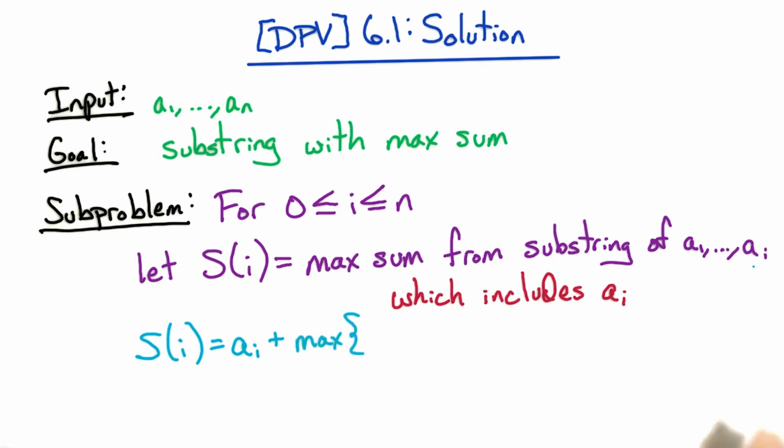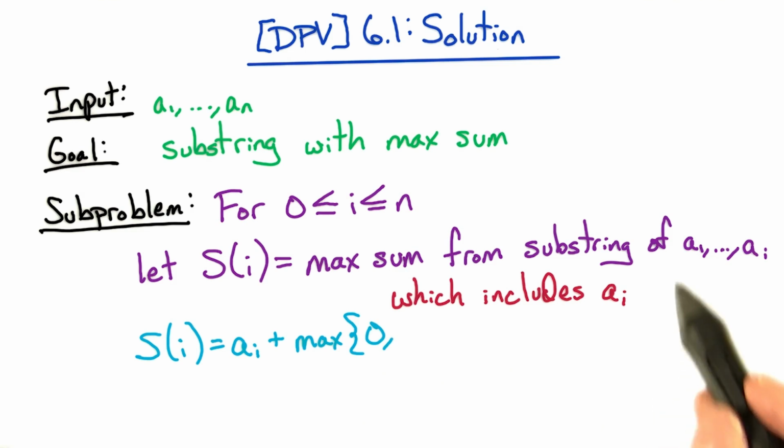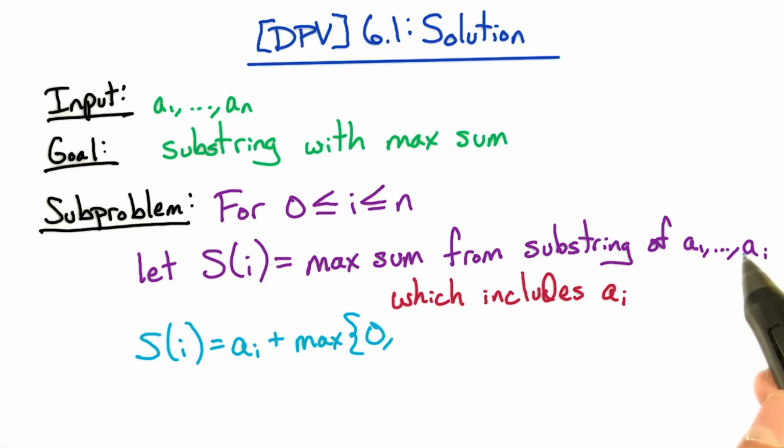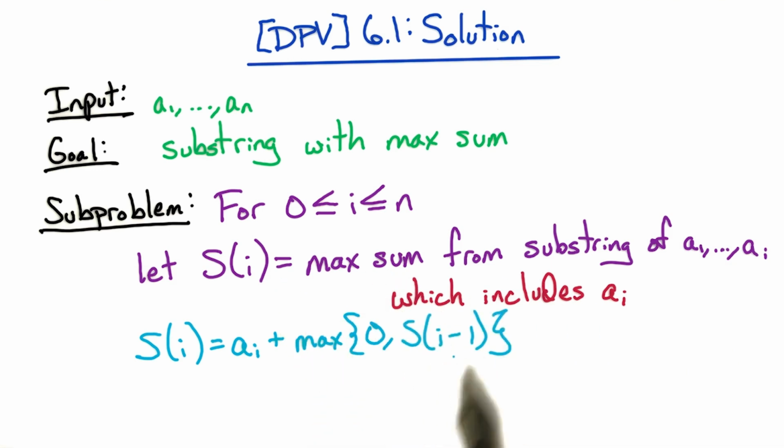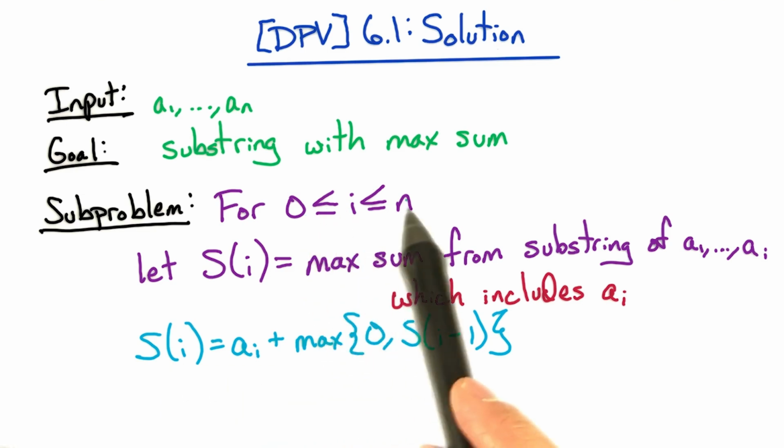So if we have AI by itself, then we get 0 for the rest, for A1 through AI minus 1. Or if we take the optimal substring for A1 through AI minus 1, what's the sum from that? Well, it's S of I minus 1. And we're going to take the best of these two scenarios. Now, clearly, if this is negative, then we're going to just use AI by itself. And if this is positive, then we're going to take this solution and append on AI to it. So this gives us the recurrence. It's easy to fill the table by going from I equals 0 up to n.